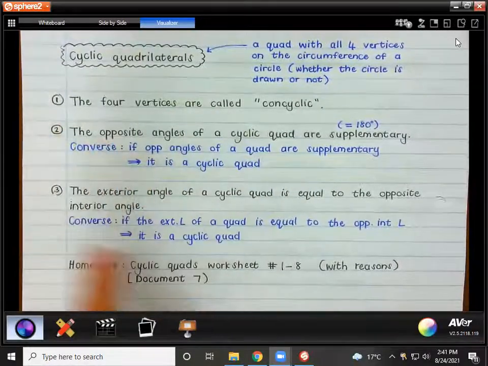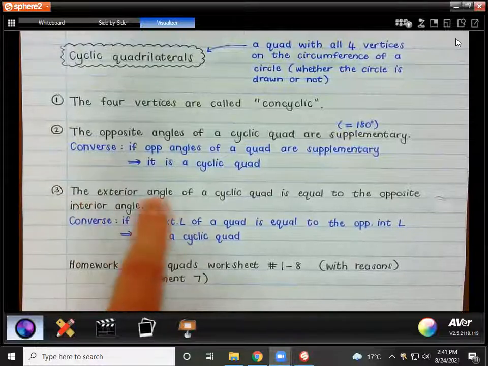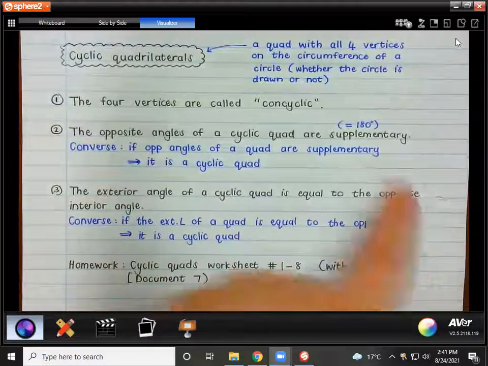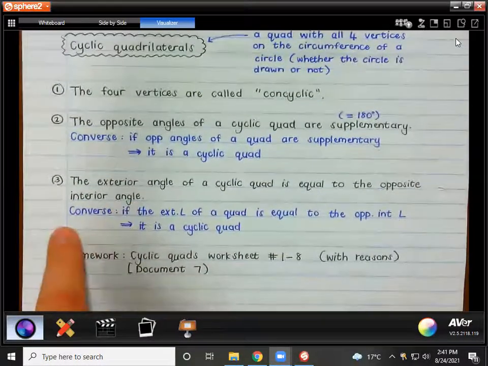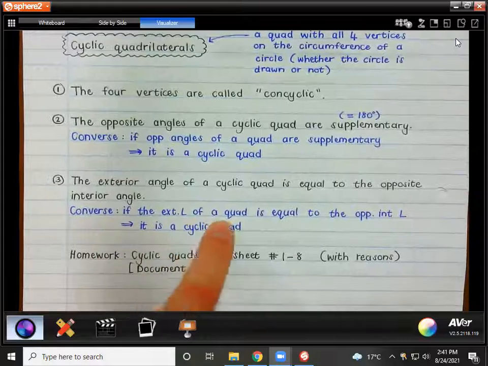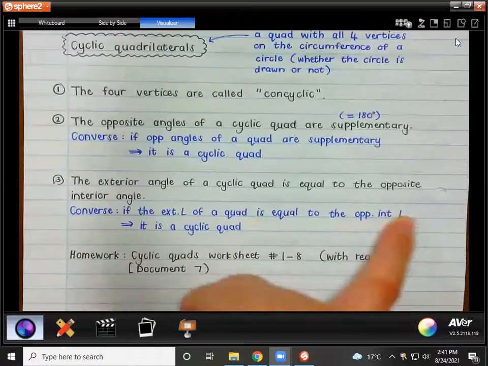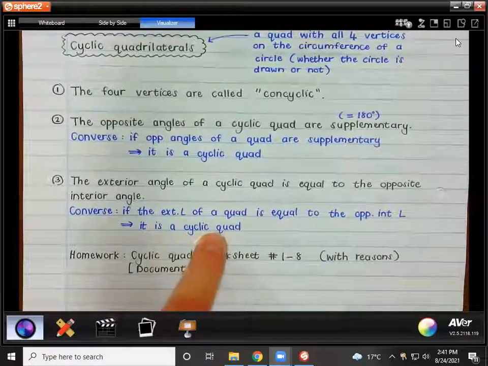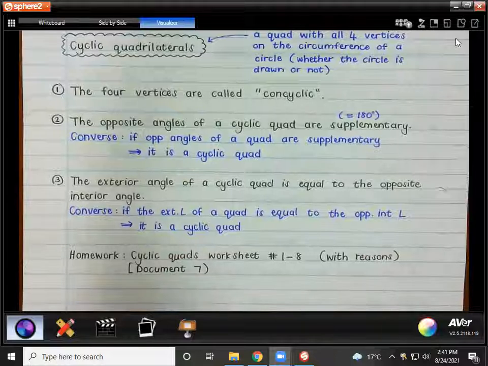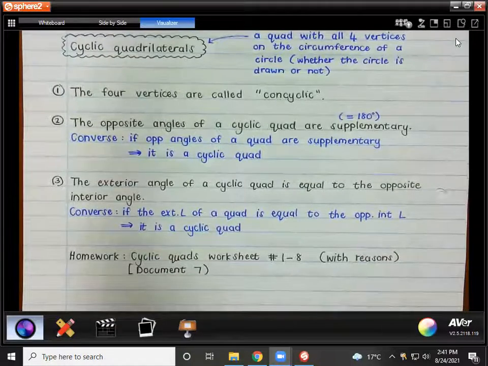We've been practicing that. Same thing here, the exterior angle of a cyclic quad is equal to the opposite interior angle, and the converse is if the exterior angle of a quad is equal to the opposite interior angle, then it is a cyclic quad. That's what we did just now in that last question. Okay, and then we went straight into those worksheets.